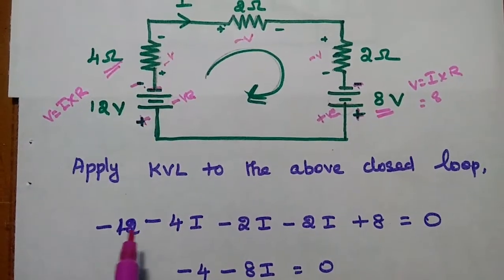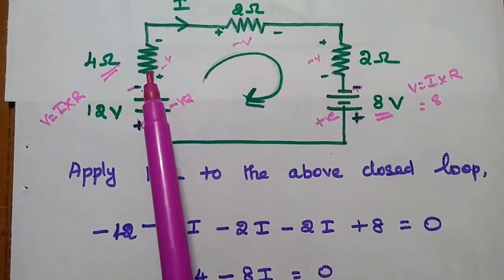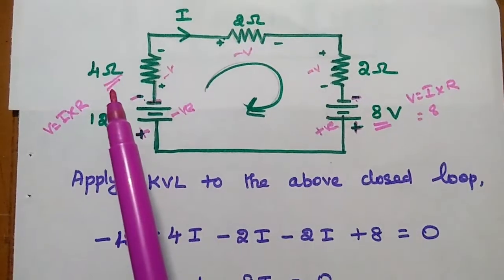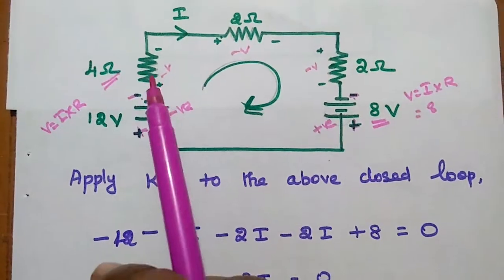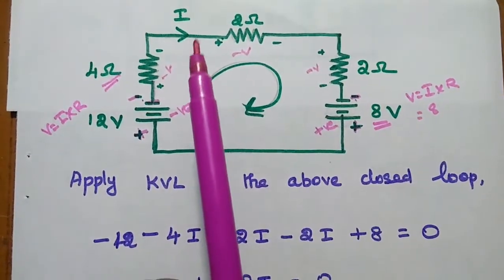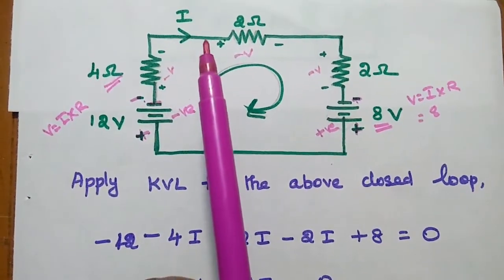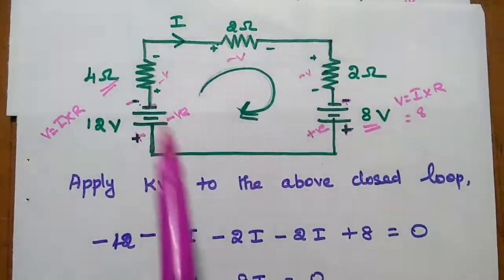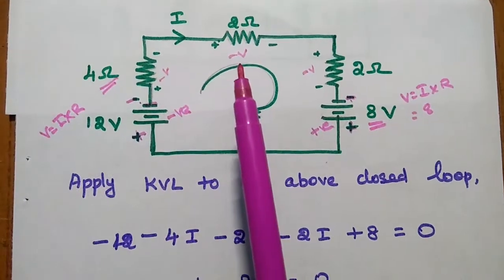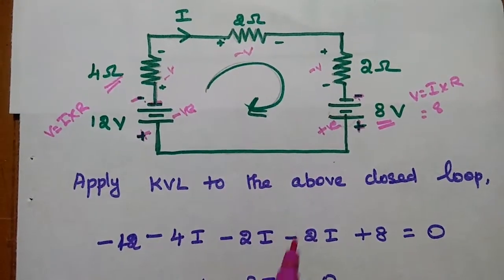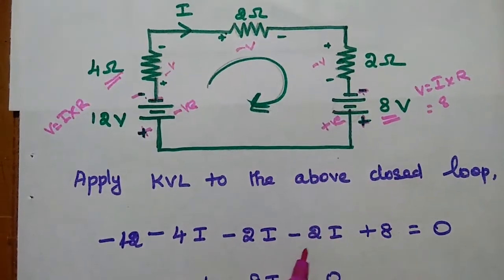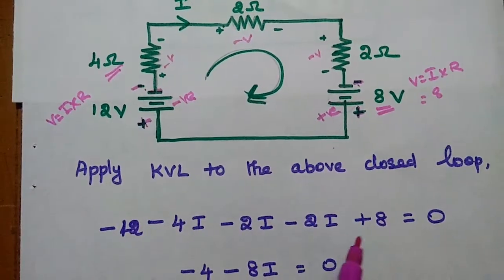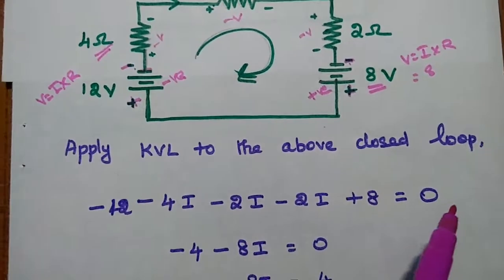Here it is positive to negative. So we can put minus 12 and voltage drop across this resistor is minus 4 into I. So voltage drop means what? The resistance value multiplied by the current. Here the current is I. We do not know the value. We are going to find out this current. So we can keep the current as such. So minus 4 into I. And across this 2 ohm resistor is also minus 2 into I. Here the voltage is plus 8. That is equal to 0.